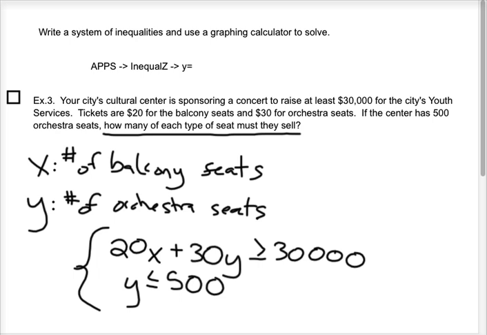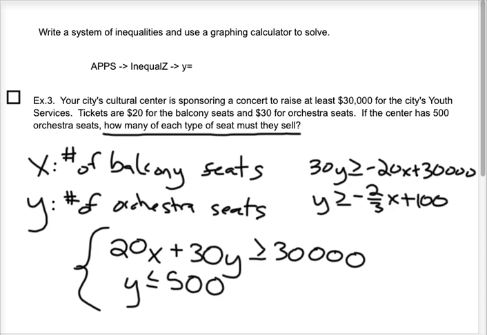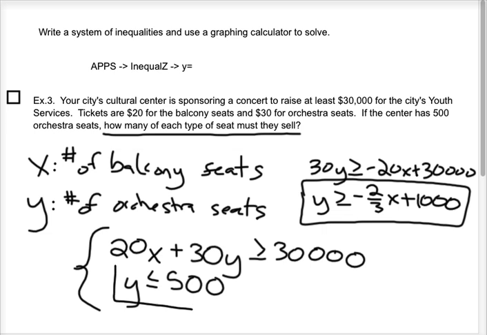First, notice that top equation. The top equation, you would have to solve for y. You'd have to get y by itself. So what you'd end up doing is subtracting the 20x over, so you'd have 30y is greater than or equal to -20x plus 30,000, divide by 30, so you have y is greater than or equal to -2/3 x plus 1,000. So if I were making you solve this, those are the 2 graphable inequalities that you could use.